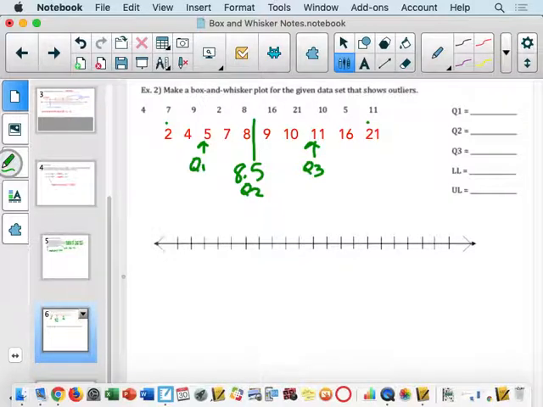The first step here, if we want to write this down over here, we do know that our Q1 is 5, Q2 is 8.5, and Q3 is 11. Now LL, that's lower limit, and UL is our upper limit. Let's go ahead and write here IQR. What would our IQR be? That's going to be Q3 minus Q1, so our IQR is 6.